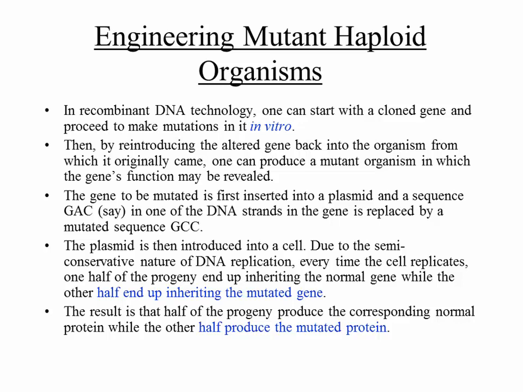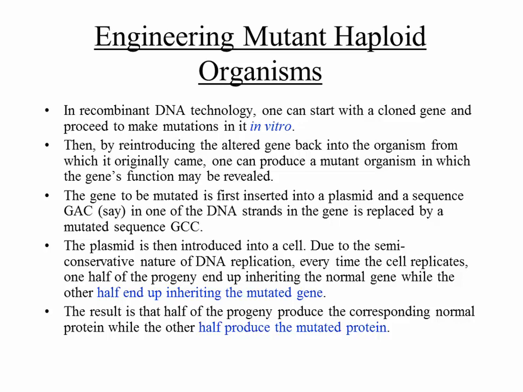So again, this is the same stuff written out in the text. So in recombinant DNA technology, one can start with a cloned gene and proceed to make mutations in it in vitro. Then by reintroducing the altered gene back into the organism from which it originally came, one can produce a mutant organism in which the gene's function may be revealed. For example, in that picture, the gene to be mutated is first inserted into a plasmid, and a sequence GAC, say in one of the DNA strands in the gene, is replaced by a mutated sequence GCC. That was in the inner strand, all right?